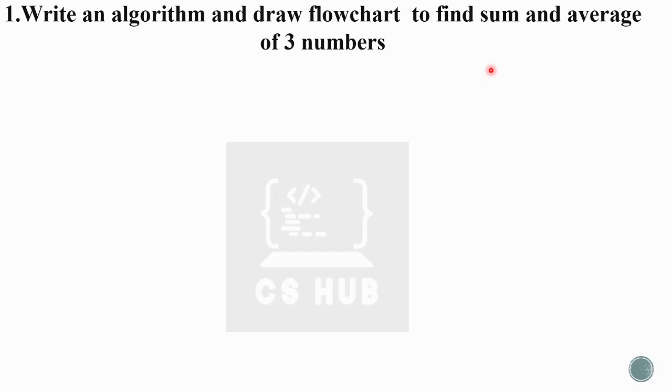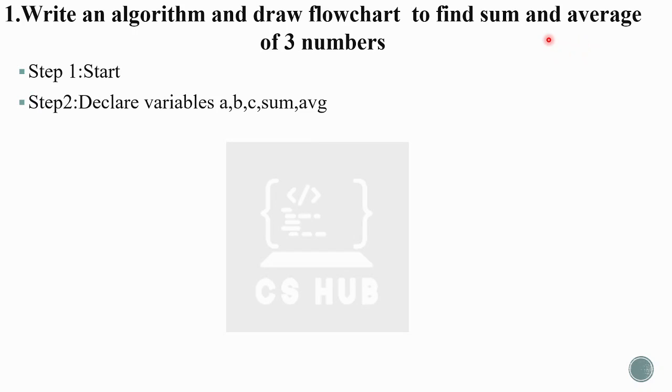So our question is to add three numbers, find the sum of three numbers and also find their average. So there is a simple question ആണ്. First write the algorithm. Step 1 will be start always, right? Step 2 is to declare the variables. We need three numbers to add, right?